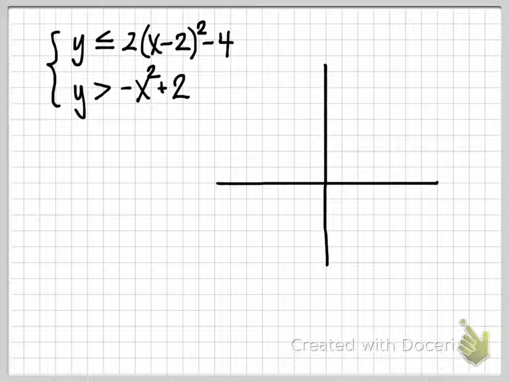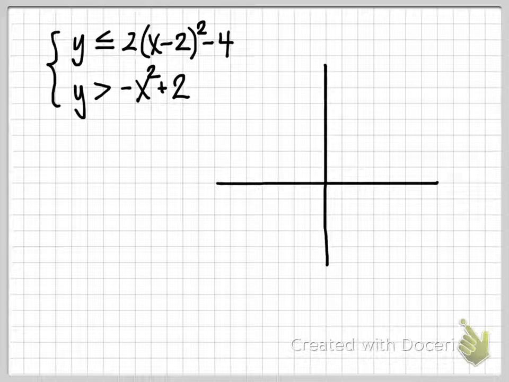So we recognize there are going to be an infinite number of ordered pairs of x and y values that will be true for both of these inequalities. And that's why the solution is going to be a set of ordered pairs that's going to be represented on the graph by a shaded region. So we need to graph both of these curves.